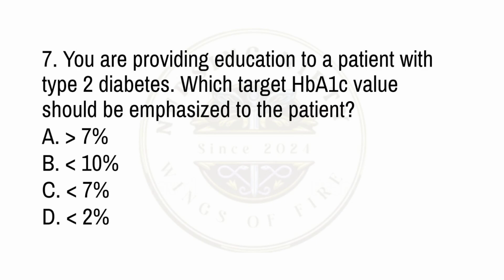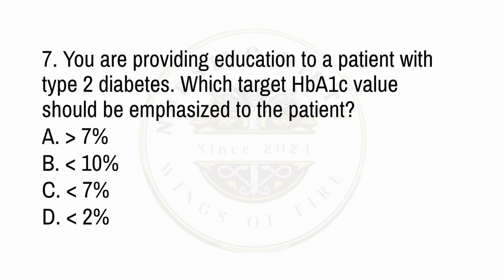Question number 7. You are providing education to a patient with type 2 diabetes. Which target HbA1c value should be emphasized to the patient? Options: option A, greater than 7%, B, less than 10%, C, less than 7%, and D, less than 2%. So here the right answer is option C, less than 7%.